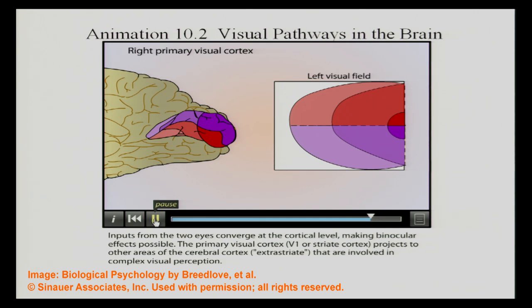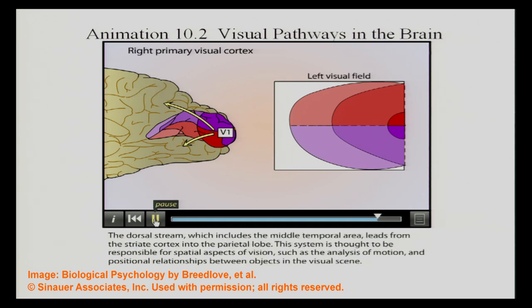The primary visual cortex, V1 or striate cortex, projects to other areas of the cerebral cortex, referred to as extrastriate, that are involved in complex visual perception. The dorsal stream, which includes the middle temporal area, leads from striate cortex into the parietal lobe. This system is thought to be responsible for spatial aspects of vision, such as the analysis of motion and positional relationships between objects in the visual scene.